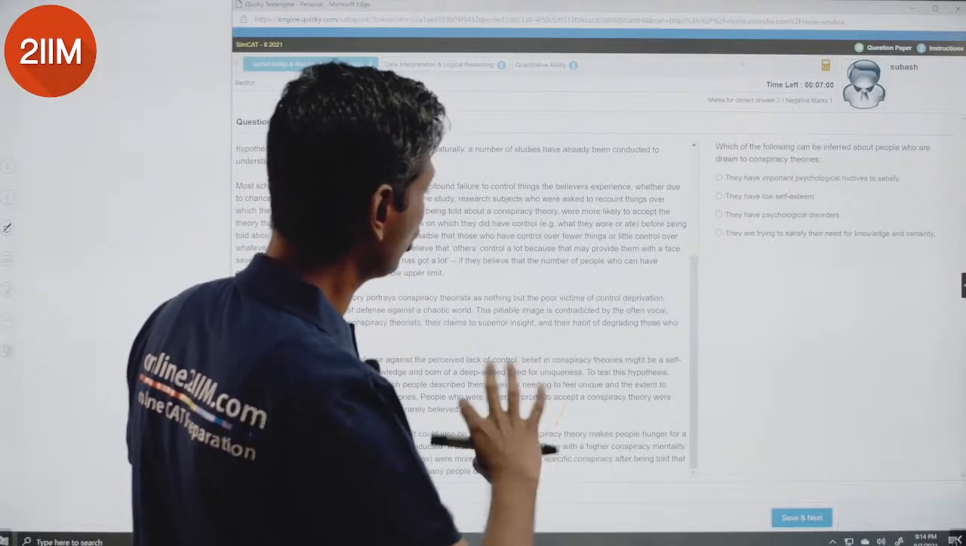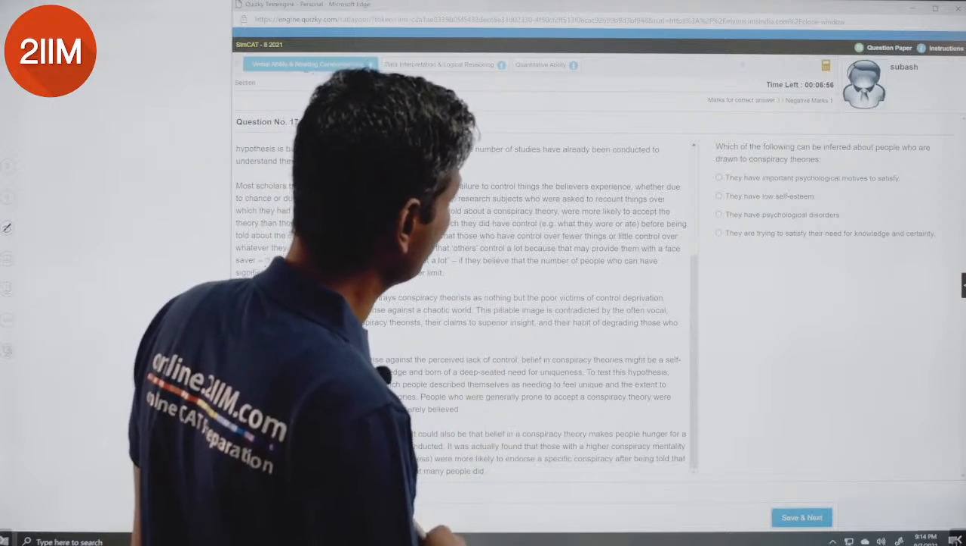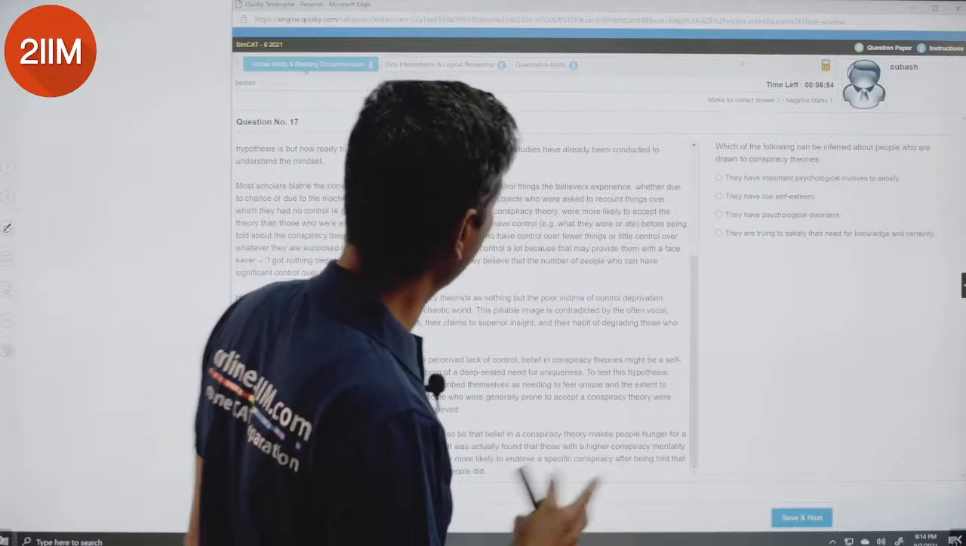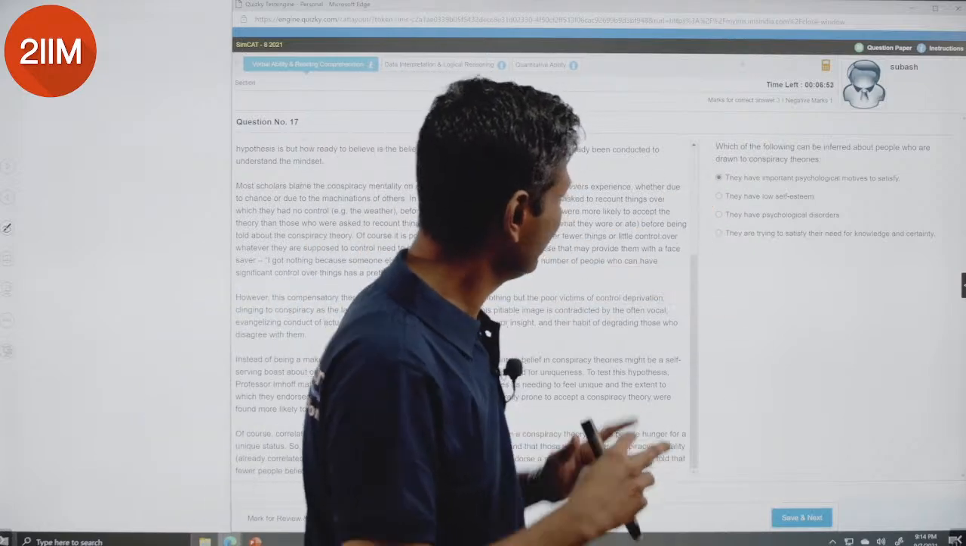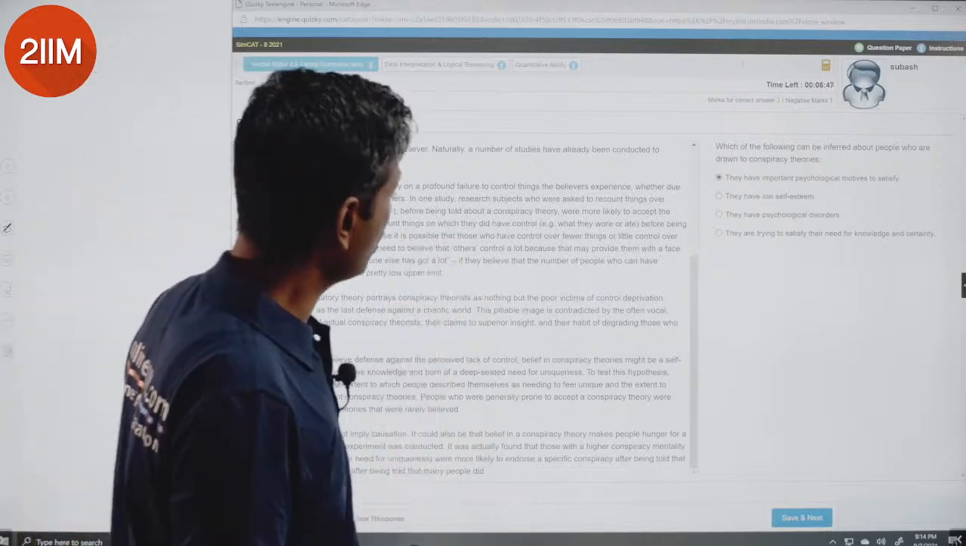They have psychological disorders. No. They have low self-esteem. No. They're trying to satisfy their need for knowledge and certainty. No. They are worried about the uncertainty. They're drawn to this. If you want to satisfy your need for knowledge, then you shouldn't be a conspiracy nut.